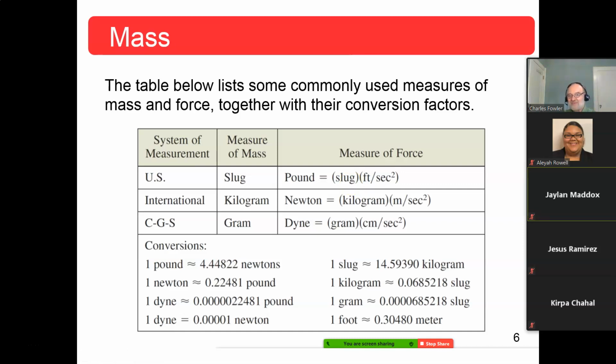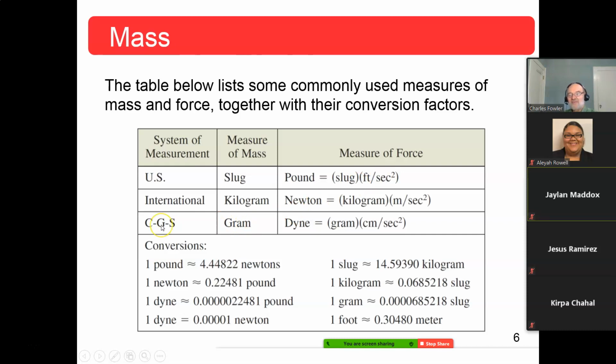Now the SI system, that's what they're calling international. SI system, the measure of mass is kilogram. Now the measure of force is a Newton, which is a kilogram meter per second squared. Notice mass times acceleration. Mass times acceleration. That's what Newton's second law is.